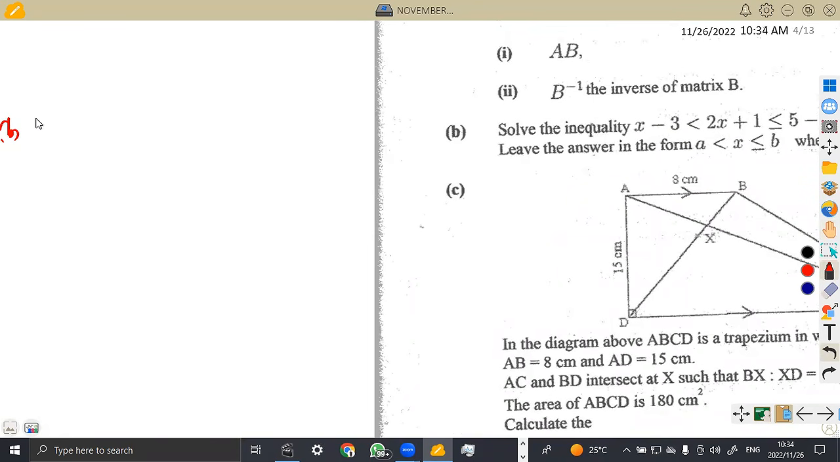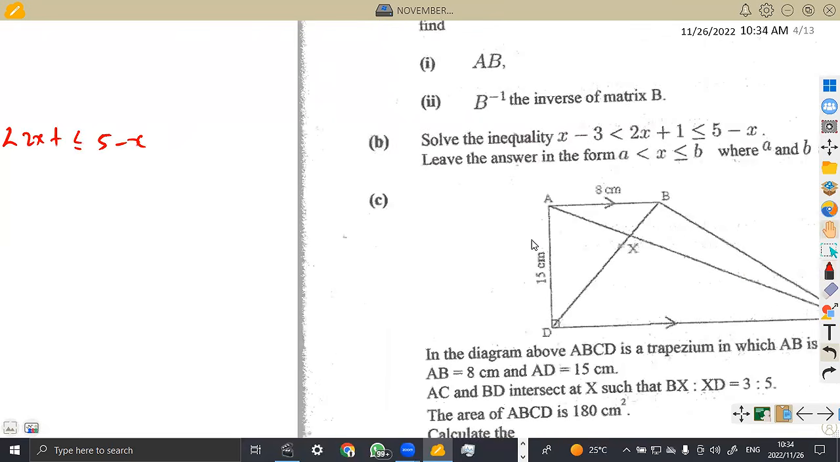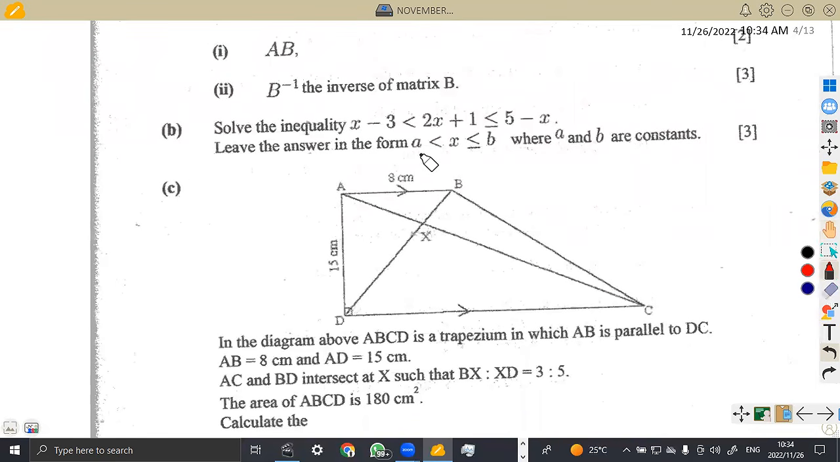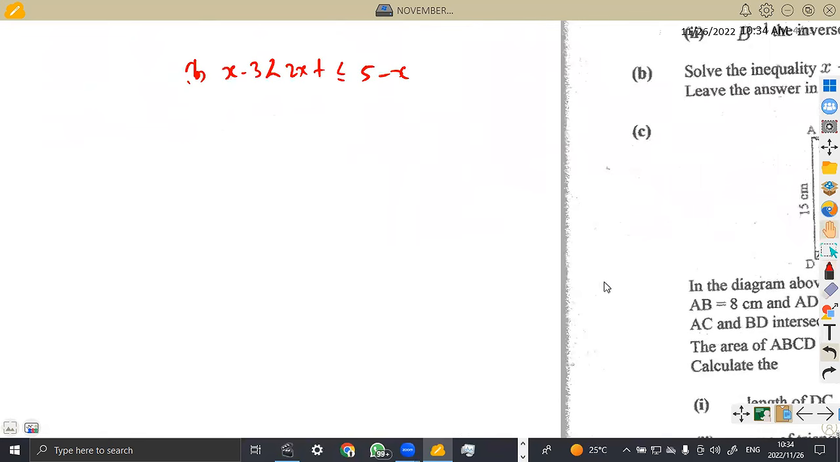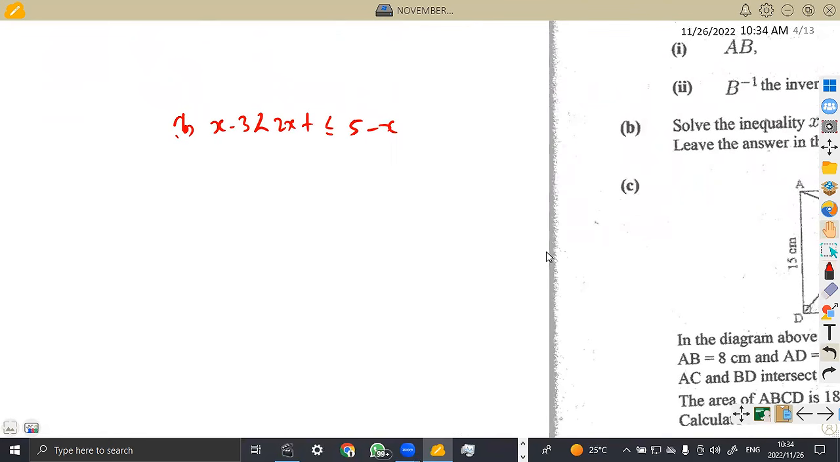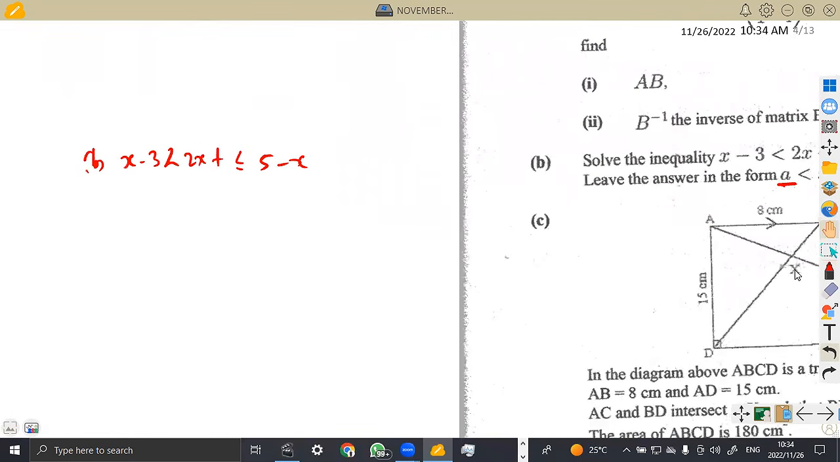That's B, where we are given x minus 3 is less than 2x plus 1 less than or equal to 5 minus x. Whenever you're given this condition, we are also asked to leave our answer in this format, where a and b are constants. Constants are just numbers. It can be a fraction, it can be a decimal, as long as it's a number. So that's what we had from this question.